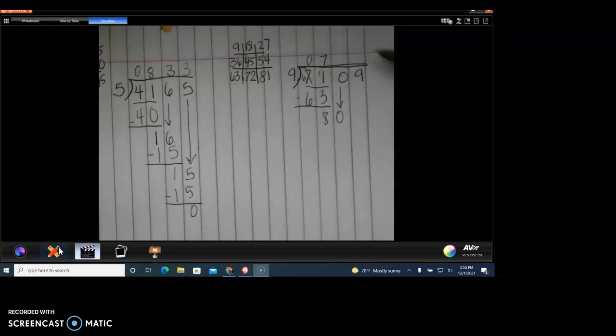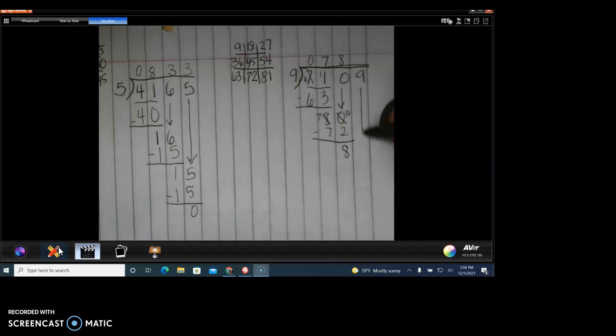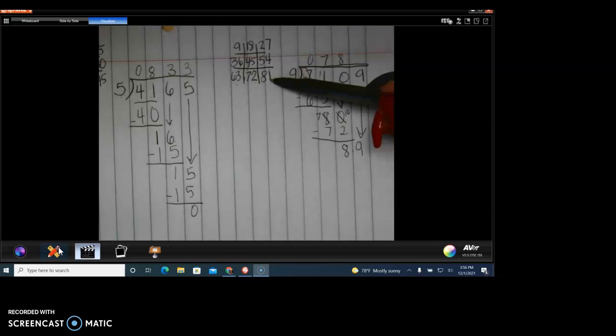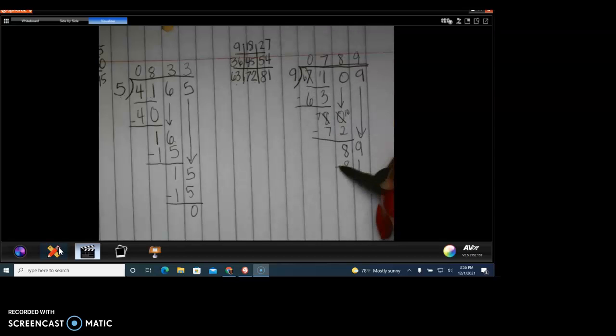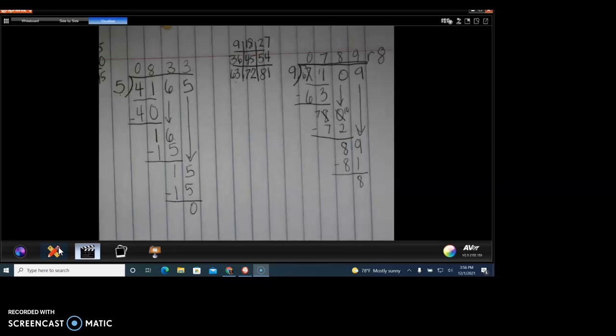Bring down the 0 here. It can go in 8 times. That makes 72. I see a way to make 10, so I know that my answer is 8 here. 80 minus 72 is just 8. If you needed to see it that way, 10 minus 2 is 8. Bring down the 9. It can go in 9 times. I can make 9 groups. 9 times 9 is 81. I subtract, I get a remainder of 8. Okay?